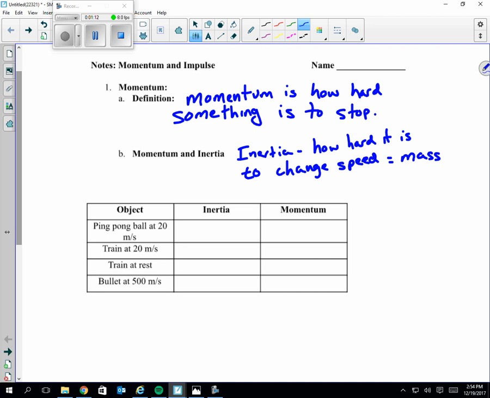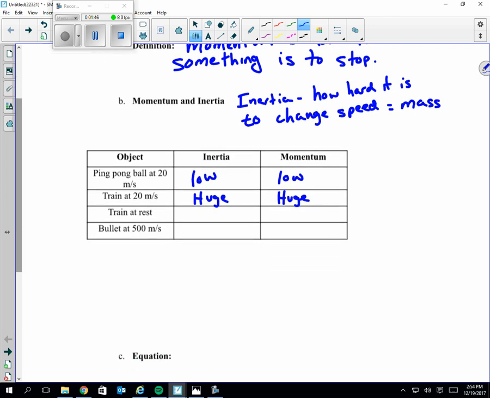So we're going to look at a few objects here and determine whether they have a lot of inertia or a little bit, and the same thing with momentum. Now, a ping pong ball going 20 meters per second has very low inertia, very low mass, and it has a very low momentum as well. It's really easy to stop a ping pong ball. A train going at 20 meters per second has a huge amount of inertia and a huge amount of momentum. Lots of mass or inertia, and it's very hard to stop.